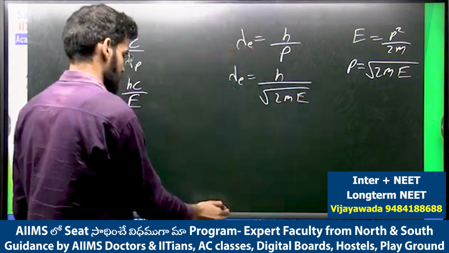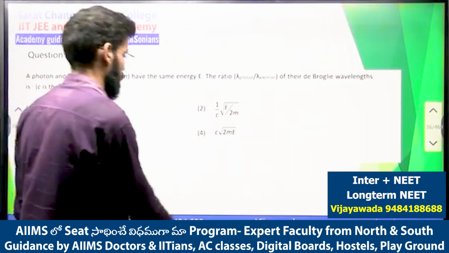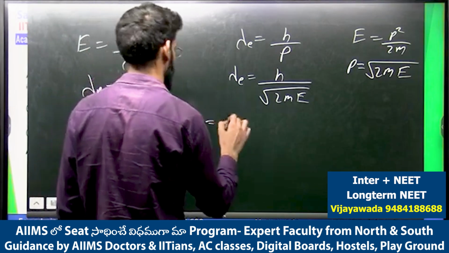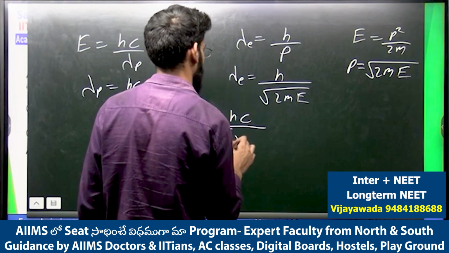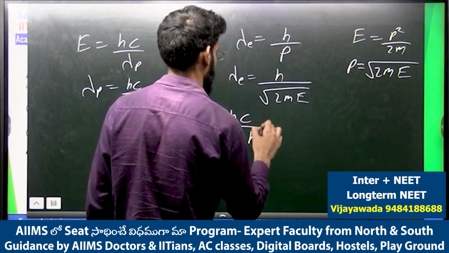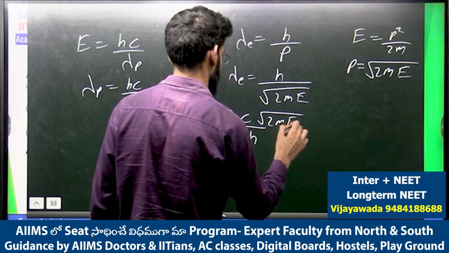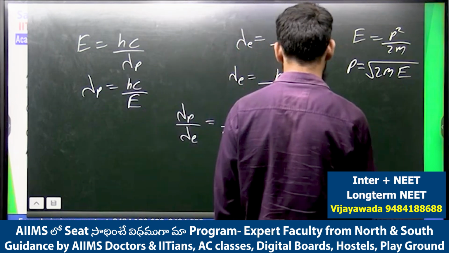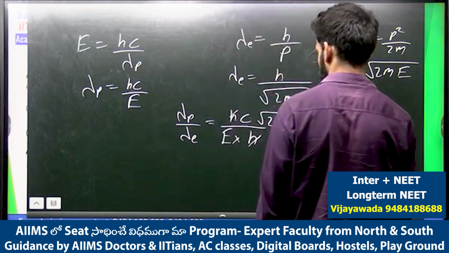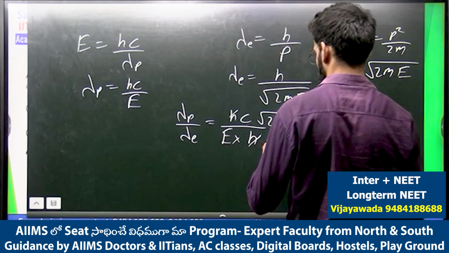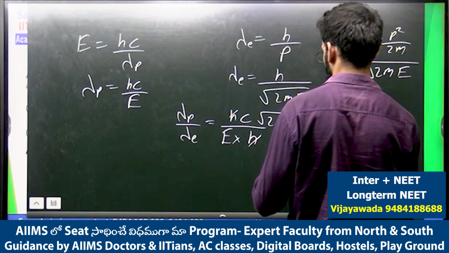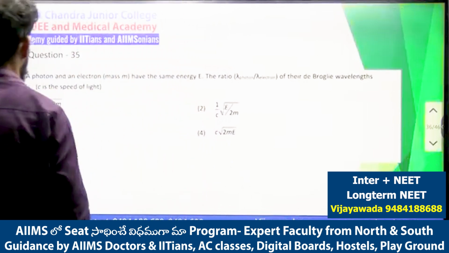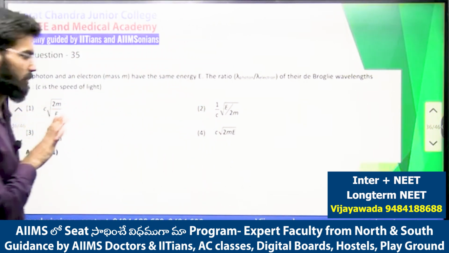Now he is asking lambda of photon by lambda of electron. Lambda of photon is hc by E, and lambda e is h upon under root 2mE. The h gets cancelled out, c is in multiply, and then under root you have 2m in numerator and E in denominator. So c into under root of 2m by E. First option. Got it? That's all.